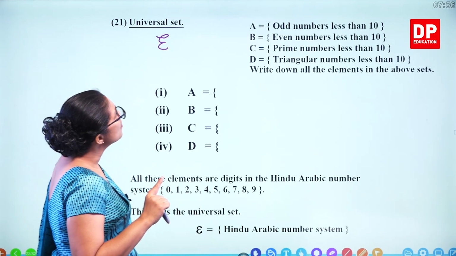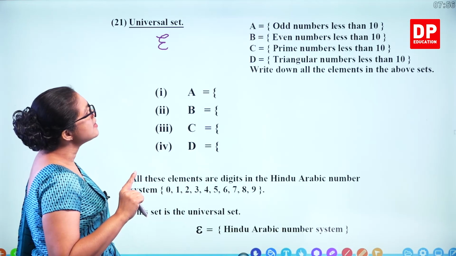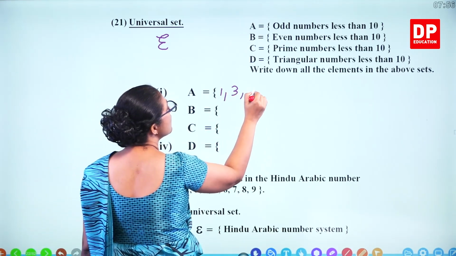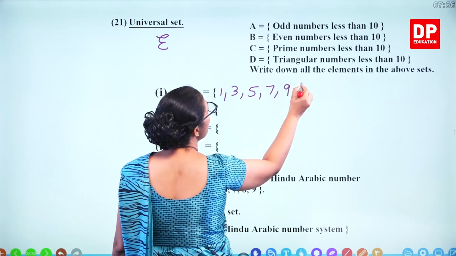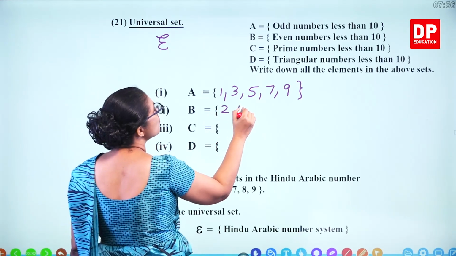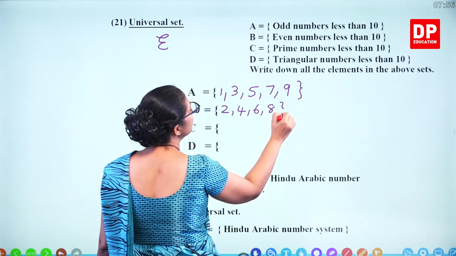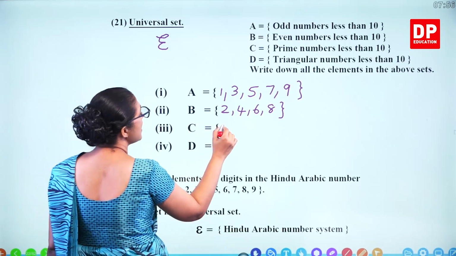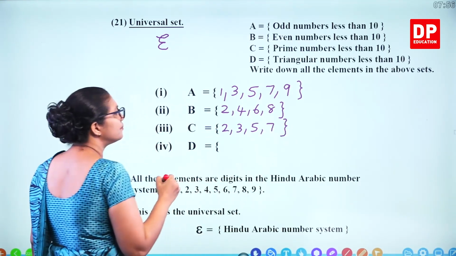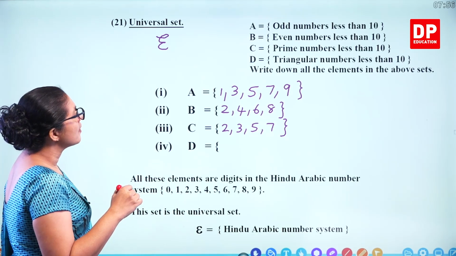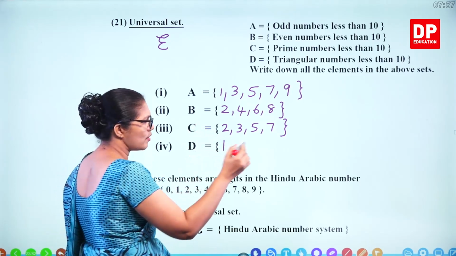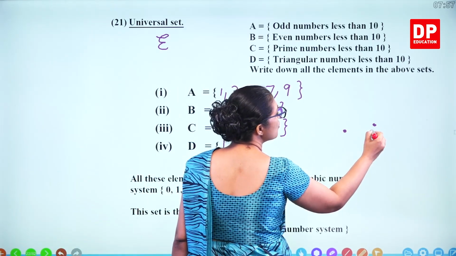So look at those sets. A is odd numbers less than 10: 1, 3, 5, 7, 9. Even numbers less than 10: 2, 4, 6, 8. Prime numbers less than 10: 2, 3, 5, 7. Triangular numbers less than 10: 1, then 1, 2, 3.